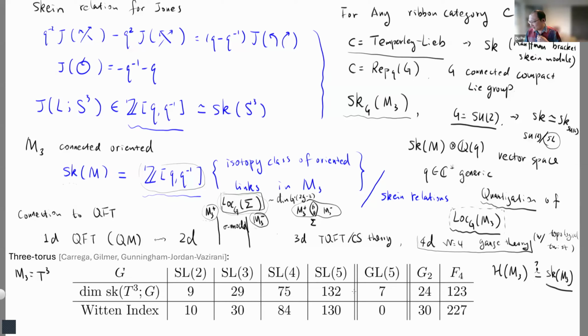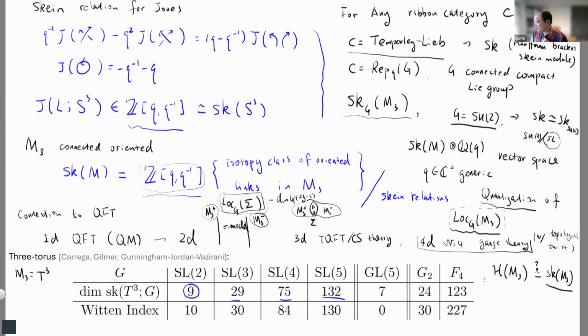And in particular, one can compute its dimension for basically all SL_N and GL_N. So here, for example, for SL2, one finds it to be 9-dimensional. This is due to the work of Carrega and Gilmer. And then for SL3, SL4, SL5, there's a sequence of nice numbers.